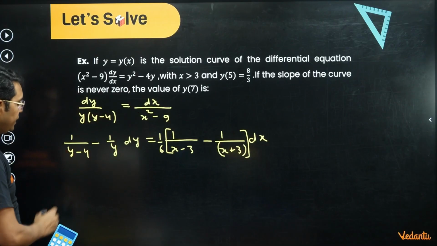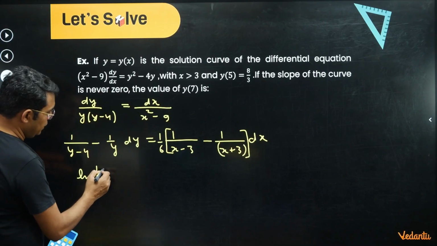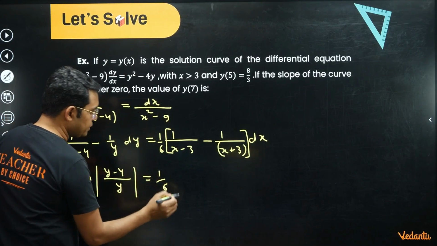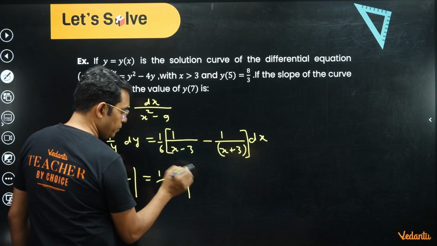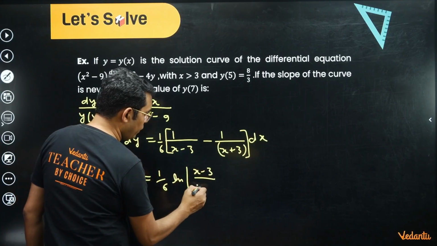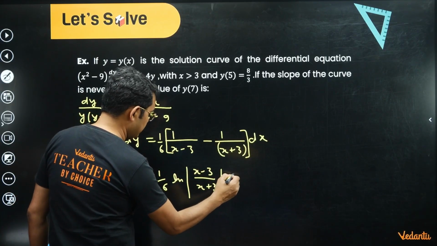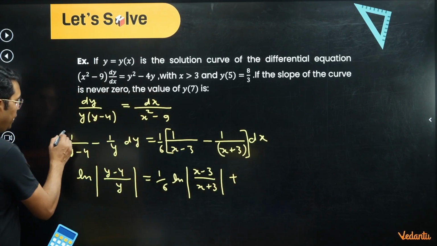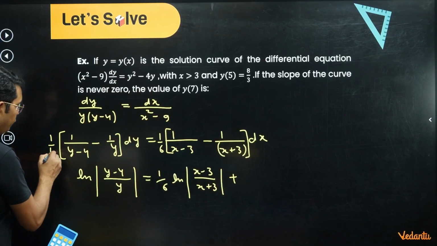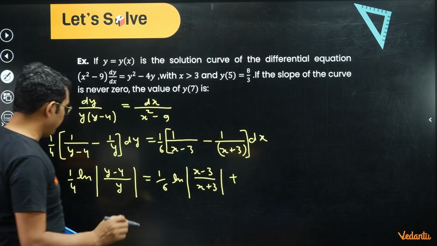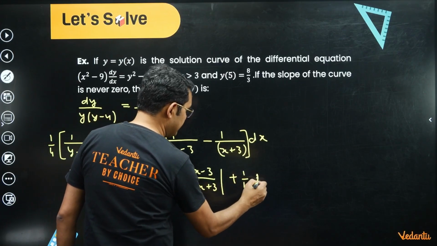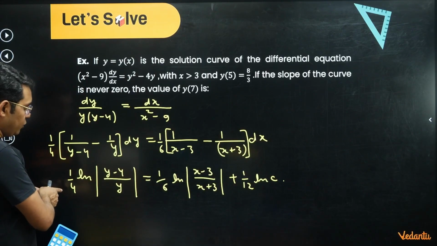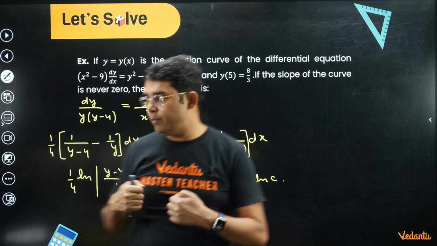Okay, so the integration here will be ln of y minus 4 upon y. This will be 1 upon 6 ln of mod x minus 3 upon x plus 3 plus c. Wait, one minute, I think I have made a mistake here. It should have been 1 upon 4 also here. Yeah, 1 upon 4 also here. So 1 upon 4, and I will like to write 1 upon 12 ln c here. Why 12? So that I will be multiplying by 12, so it will be 3 here, it will be 2 here. Calculation will be a bit easier.